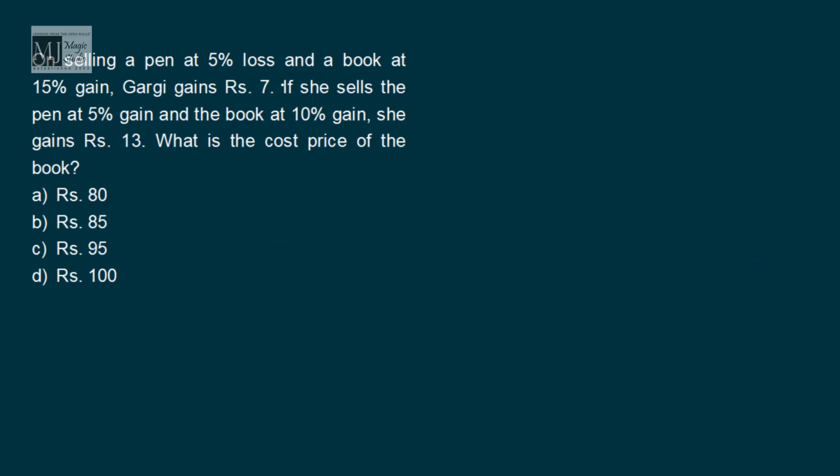On selling a pen at 5% loss, that means minus 5p by 100, and a book at 15% gain, plus 15b by 100, Gargi gains rupees 7. This is equal to 7. Can I write this as minus 5p plus 15b is equal to 700, where p and b are respectively the cost price of the pen and the book?